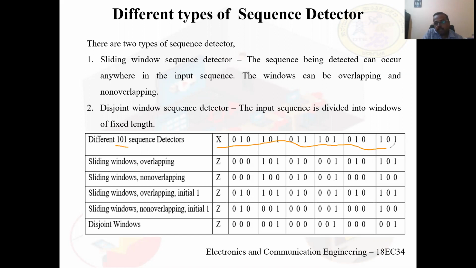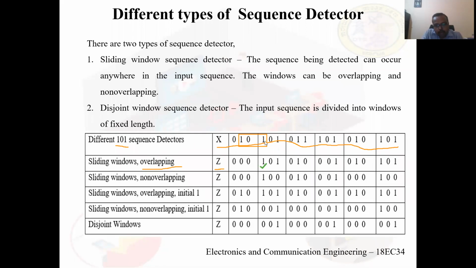We have input sequence X as 0, 1, 0. Now for sliding windows, it says overlapping here, right? So what is the output Z now? We have 0, 0. This is 1 and 0, 0 and 0. Since it is overlapping, you can see by looking at this. Now we have 1 0 1, so the output is equal to 1.